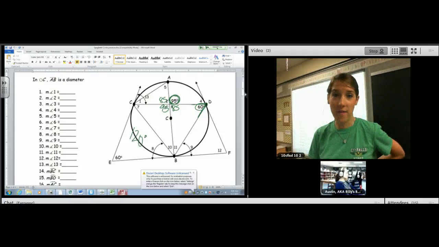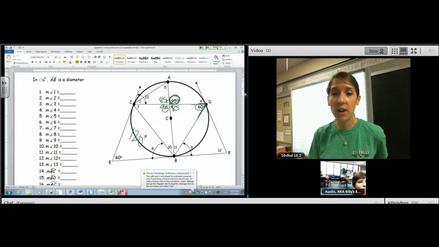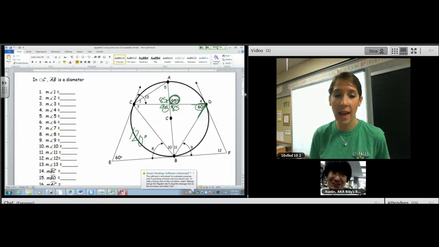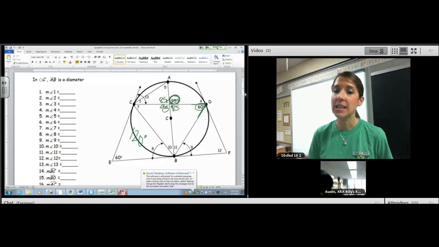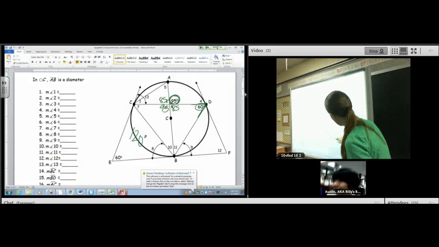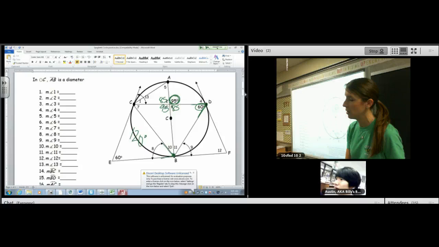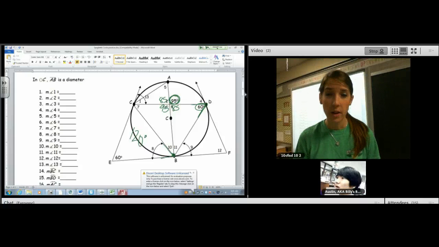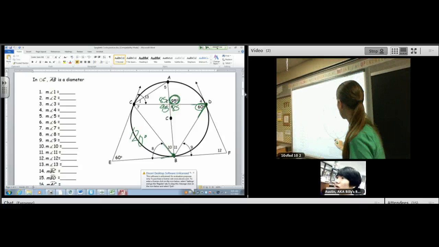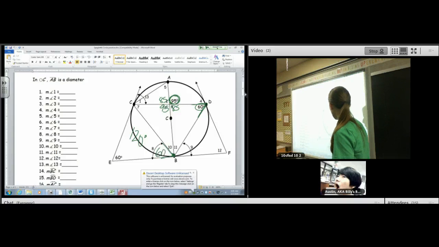This is going to domino effect. I need to find other angles that are opening up to 120. Look at angle 8. Where is angle 8's vertex? It's on the circle, so we treat it like an inscribed angle. You take 120 and divide by 2. 60.